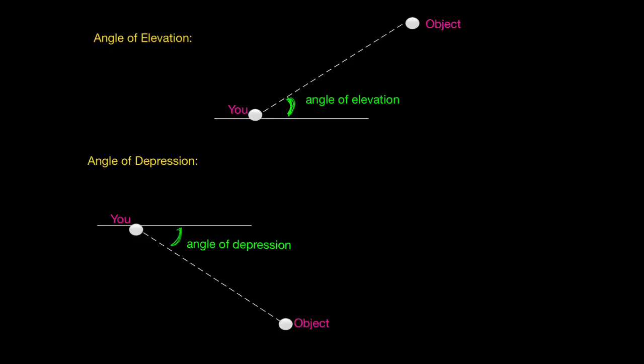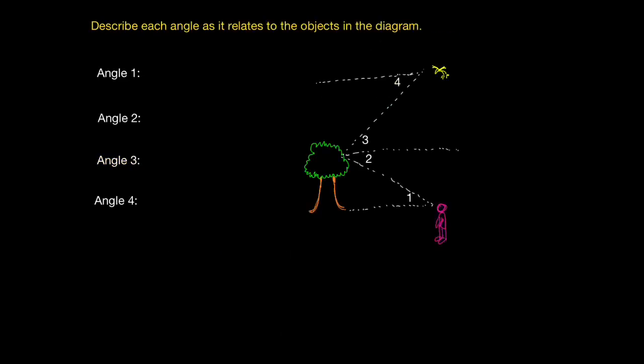So now let's do some examples. Here, I want you to describe each angle as it relates to the object in the diagram. So label angle 1, what is it? Is it an angle of depression, or is it an angle of elevation? The same for angle 2, angle 3, and angle 4. So go ahead, do this quickly, hit freeze, and then I'll write down the answers.